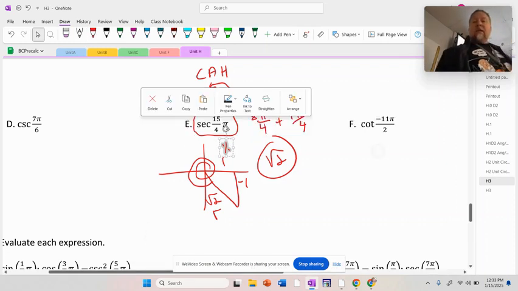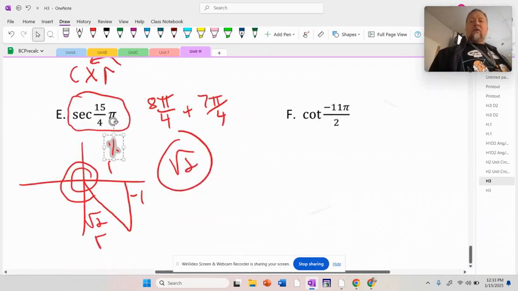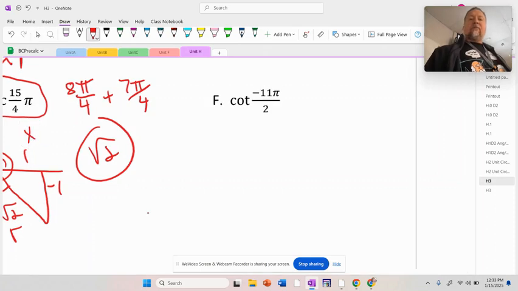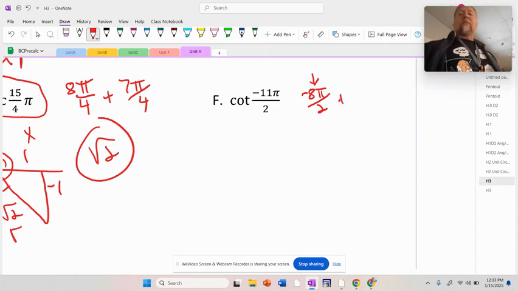All right. And then the last one, really focused on the over 2s. Where does negative 11 pi over 2 land? 4 pi over 2, 8 pi over 2. How many rotations is that? 2. 4 pi over 2 represents 2 pi. 8 pi over 2 is 2 of those. What's left over?